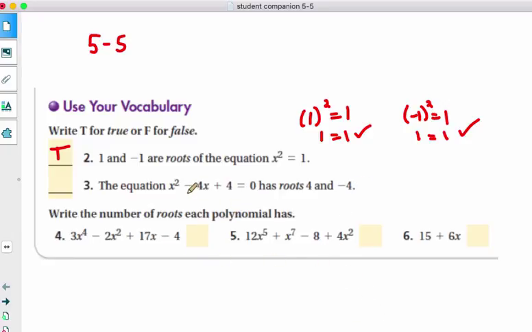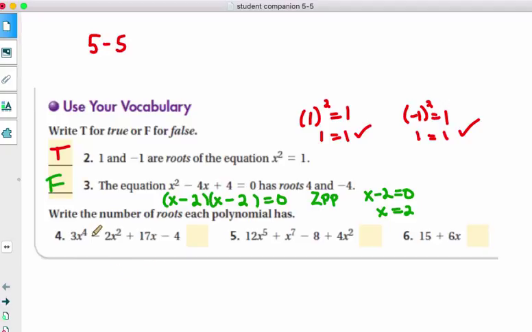The equation x squared minus 4x plus 4 equals 0 has roots 4 and -4. True or false? Well, something different you could try here would be to factor it. I need factors of +4 that add up to -4. Strangely enough, I get the same factor twice. So when I use the zero product property, I will only get one solution, x equals 2. So therefore, these two numbers are not roots.